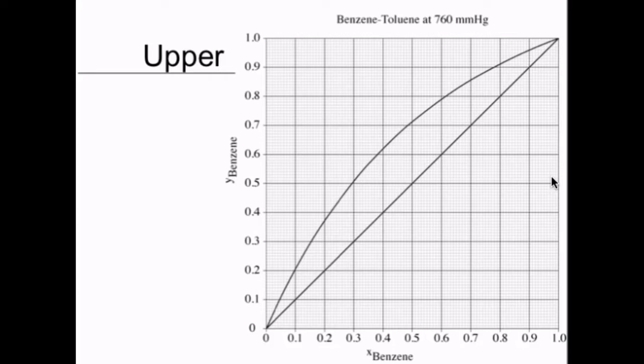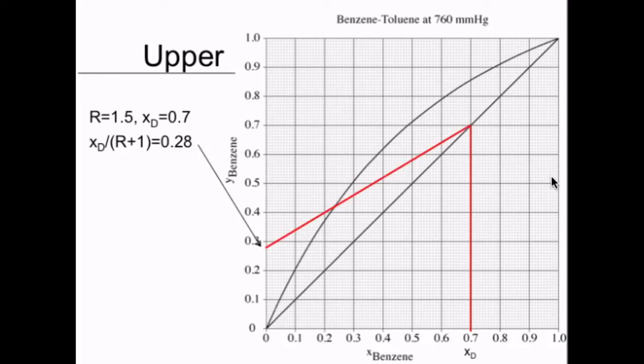The upper operating line, we have R equals 1.5 and xD 0.7. So we identify xD equals 0.7 in the diagram. From the equation of the upper operating line, we can figure out that the line must start at the diagonal at xD equals 0.7. And it must cut the y-axis, where xD divided by R plus 1 equals 0.28. That's there. So we draw that line.